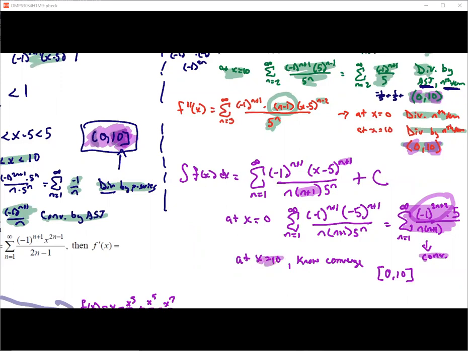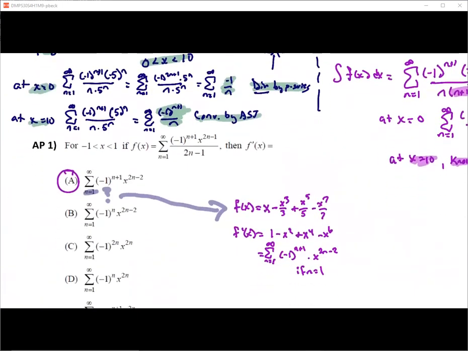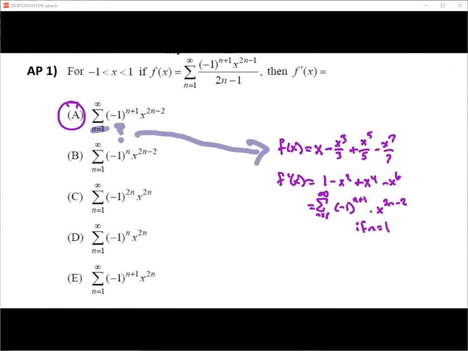At x equals 10, we already know it converges. So, kind of like the logic that I've shown before, since we already knew the convergence at x equals 10, we're never going to diverge after, and we're integrating, never going to diverge after we've already begun to converge at that endpoint. So if I took the second integral, then I would still have convergence at x equals 0 and x equals 10. So then we get to our AP problem.